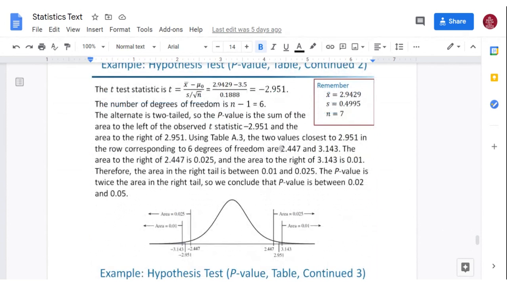So you could estimate it, but I'm going to show you on the calculator. Now, the problem is, because it's a two-tailed test, we got to do something at the end here. And I'll show you in a second. And it was 6 degrees of freedom.